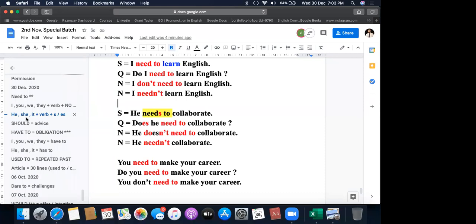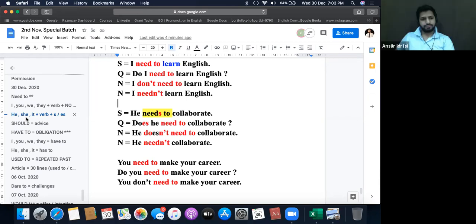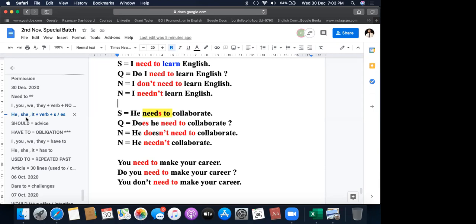You need to join a company. Do you need to join a company? You don't need to join a company. Good. We need to send the proposal. Do we need to send the proposal? We don't need to send the proposal. Good. We need to provide vaccine. Do we need to provide vaccine? We don't need to provide vaccine. Very good.